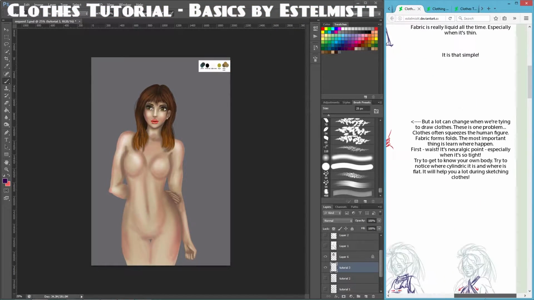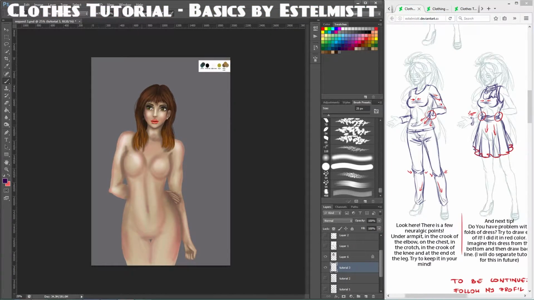The third tutorial is Clothes Tutorial The Basics by Estelle Mist. The pros are that there are some great examples of how fabric behaves in different environments. The smooth transition to how it acts on a body is also really great. There is a nice variety of different materials and models used, so it's quite helpful.